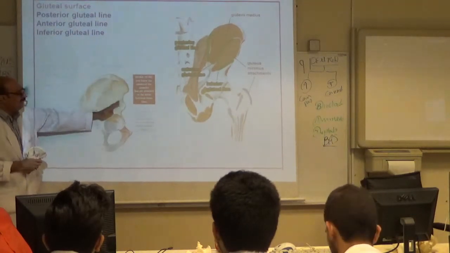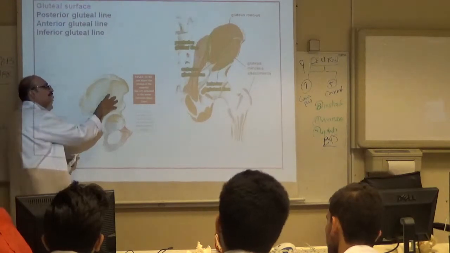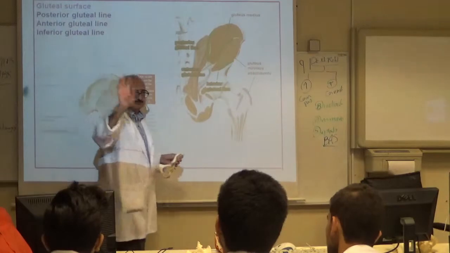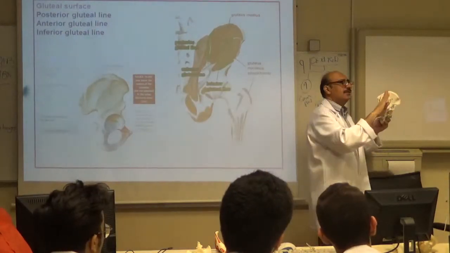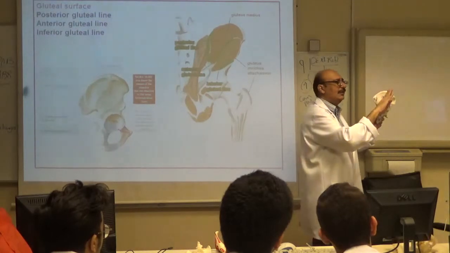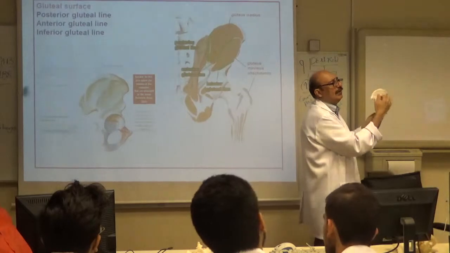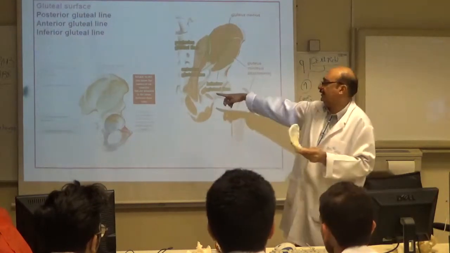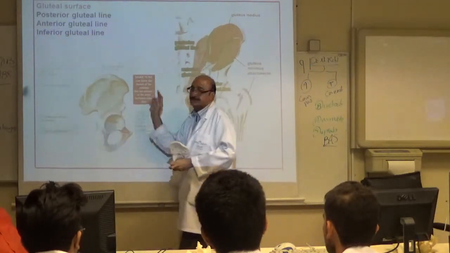Anterior, posterior, inferior gluteal lines. These are the lines for the attachment of gluteus maximus, medius and minimus, with some description you know already. So, the gluteal surface has 3 lines: posterior gluteal line, anterior gluteal line, inferior gluteal line. On the models you may not be appreciating, but on actual bones they are very obvious. Like I take the picture. See here, 3 lines. This is the gluteal surface.